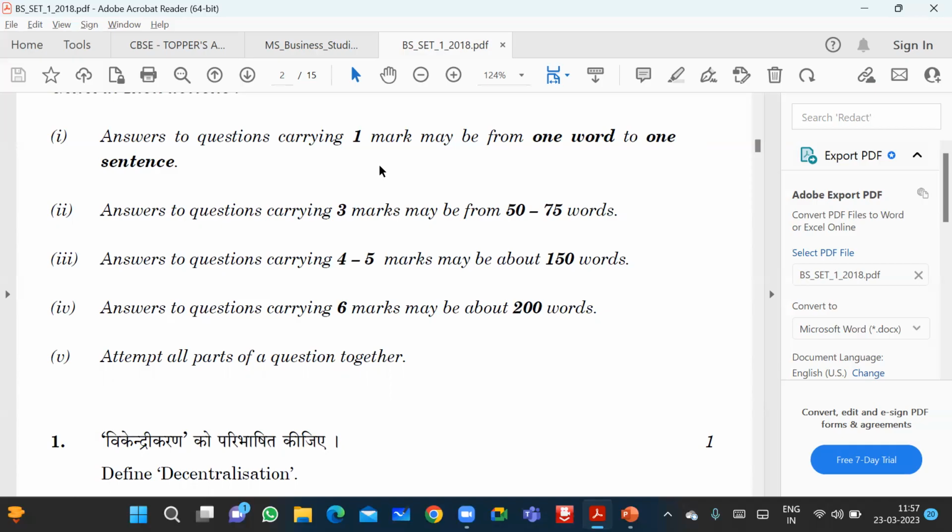And if the question is carrying 6 marks and there are 4 points, then you have to use about 50 words, which means about 5 lines for 1 point. And if there are 6 points to be written, then about 33 to 35 words, which means 3 to 4 lines for 1 point. So on an average, about 30 words or 3 lines may be used to write 1 point throughout the answer sheet.